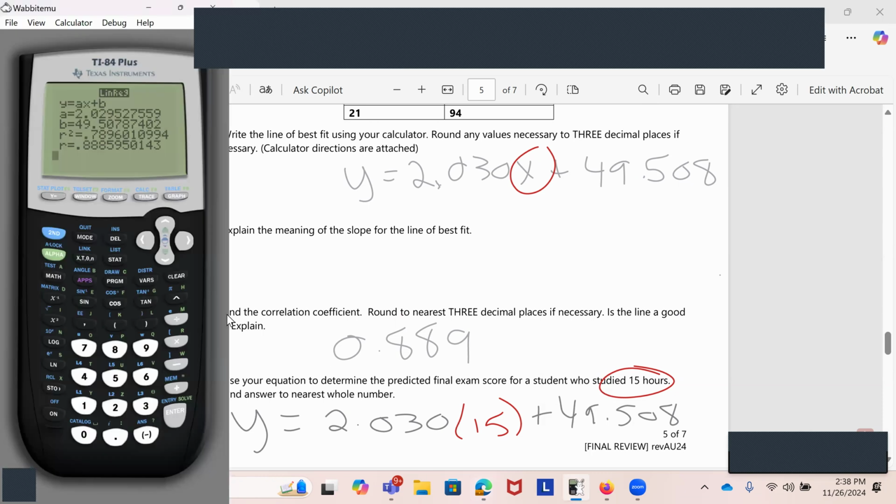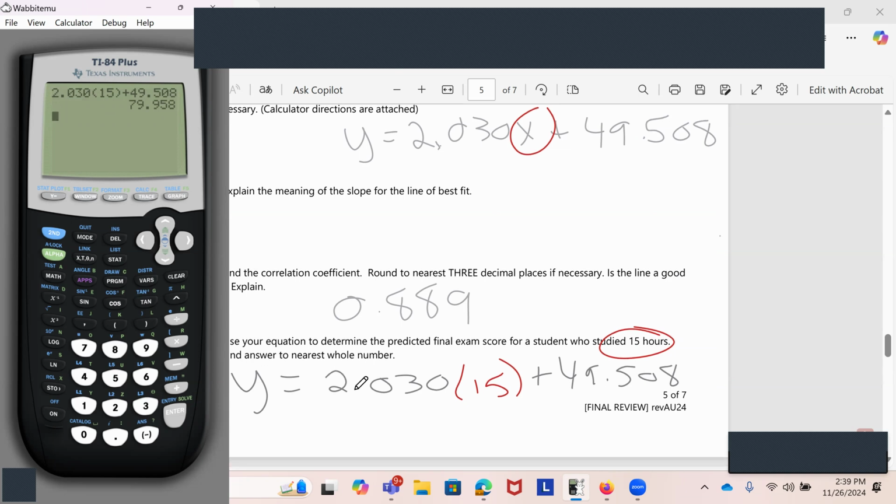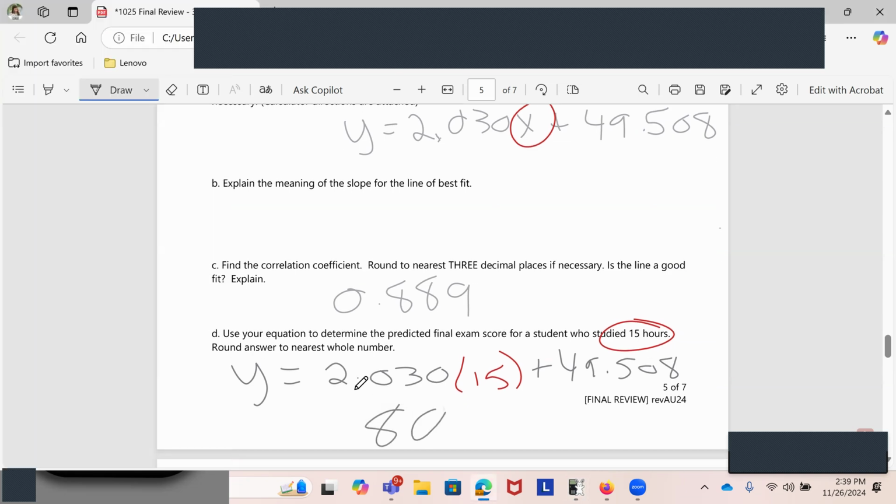It's not letting my touchscreen work for the buttons. It just bugs me. So I'm going to type this in, 2.030 times 15. You can either use the times button, or use the parentheses, plus 49.508. So our student's probably going to get about an 80. Round to the nearest whole number, yeah. So we're looking at an 80 here for our student. Questions?